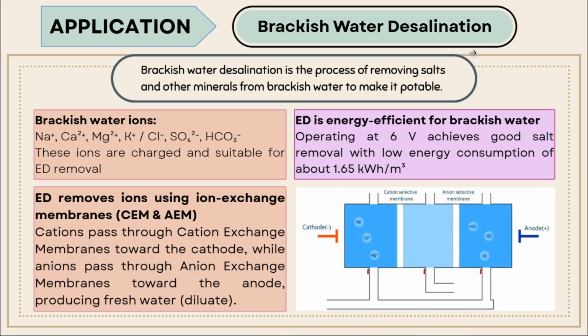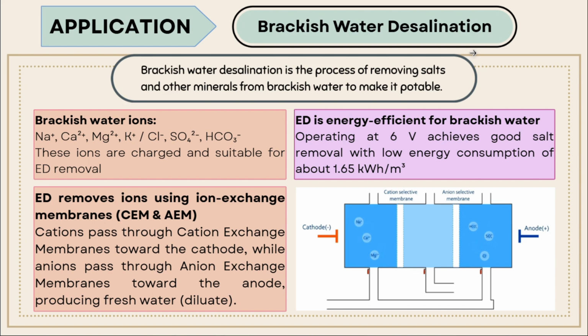When an electric field is applied, cations move towards the cathode and pass through the cation exchange membrane, while anions move towards the anode and pass through the anion exchange membrane. These movements separate the water into two streams: a diluted stream where most of the ions have been removed and become fresh water, and a concentrated stream where the ions accumulate.